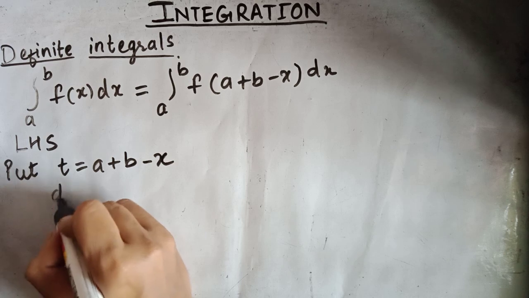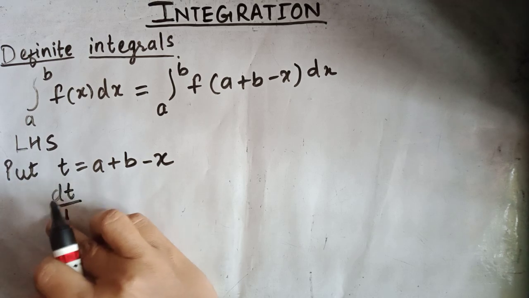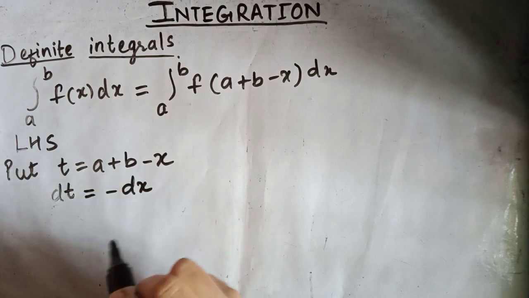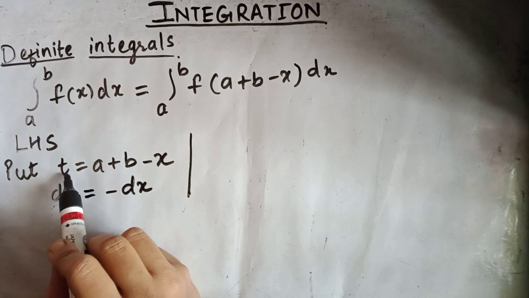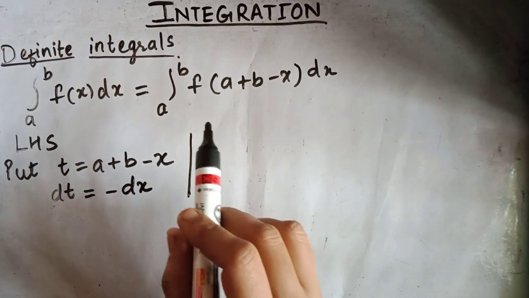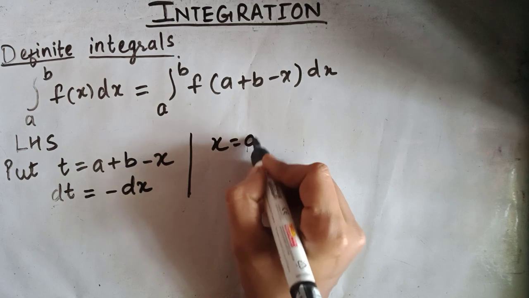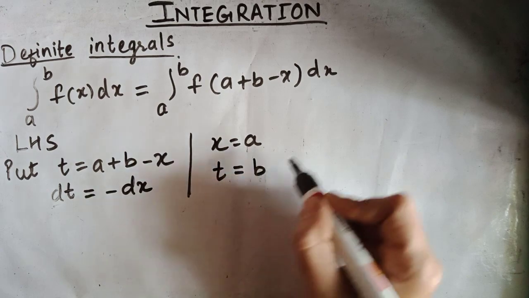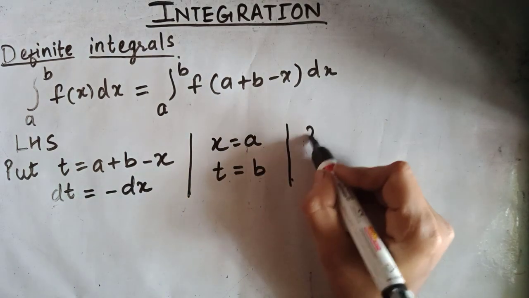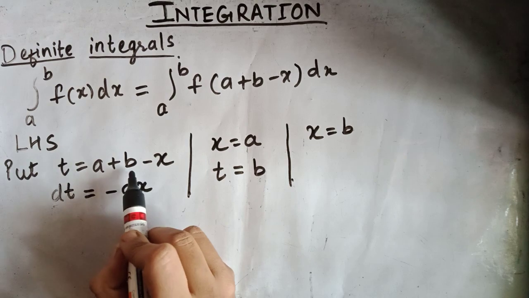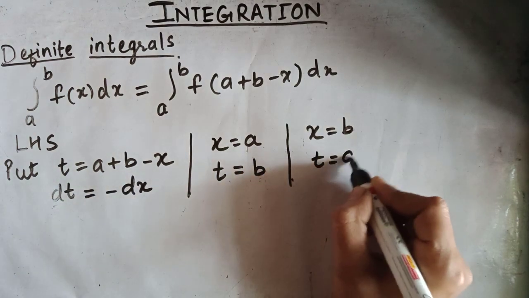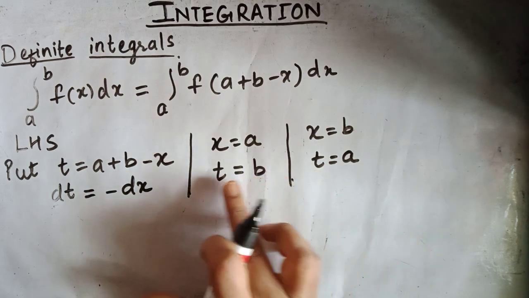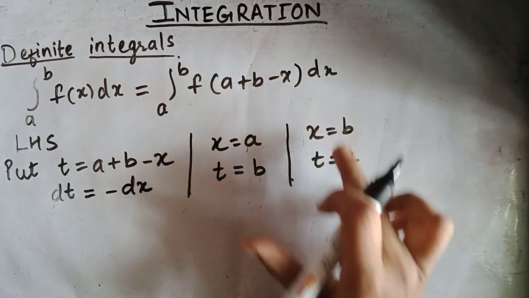Okay, so dt by dx, the derivative of this will be minus dx, right? So as your t and x change, your limits also change. Okay, when you put x equal to a here, you will get t equal to b. Okay, and when x is equal to b here, you will get t equal to a. Okay, so our limit starts from b to a when we change the variable, that is x, to t.